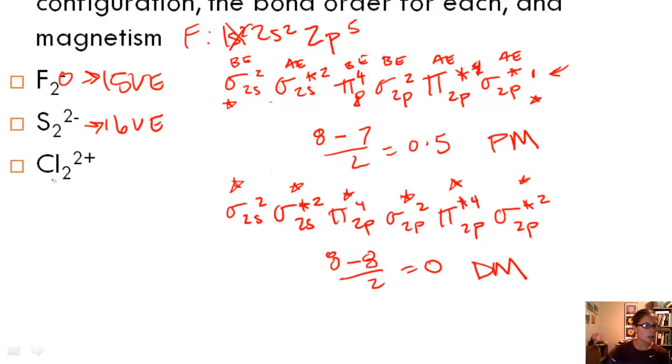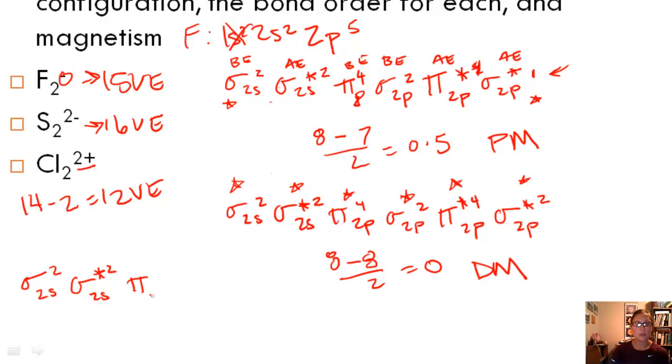Okay, let's look at our last one, which is Cl2 2+. Chlorine contributes 7, so that's 14 minus 2 because of the 2 plus, so this gives us 12 valence electrons. We're going to start at sigma 2s, and then sigma 2s antibonding, and then we're going to go to 2p pi. So let's see, we want to go 12, so that's 8 so far, and then sigma 2p2, and then pi 2p antibonding. Let's see where we're at. 1, 2, 3, 4, 5, 6, 7, 8, 9, 10, and there's just 2 there.